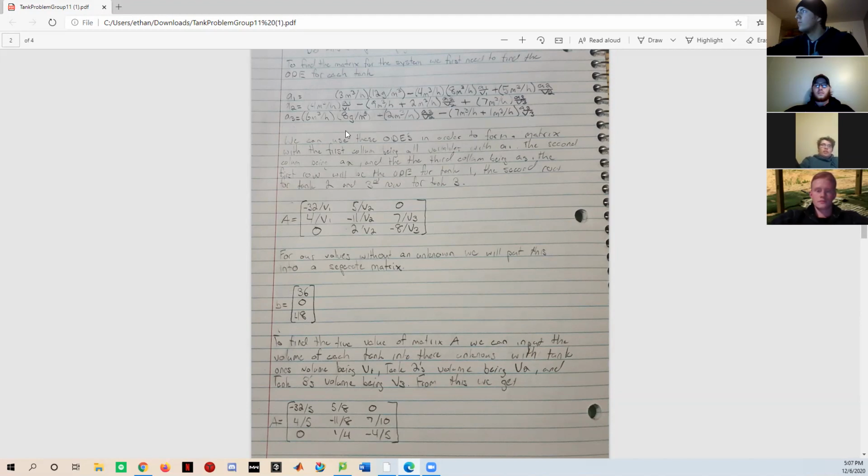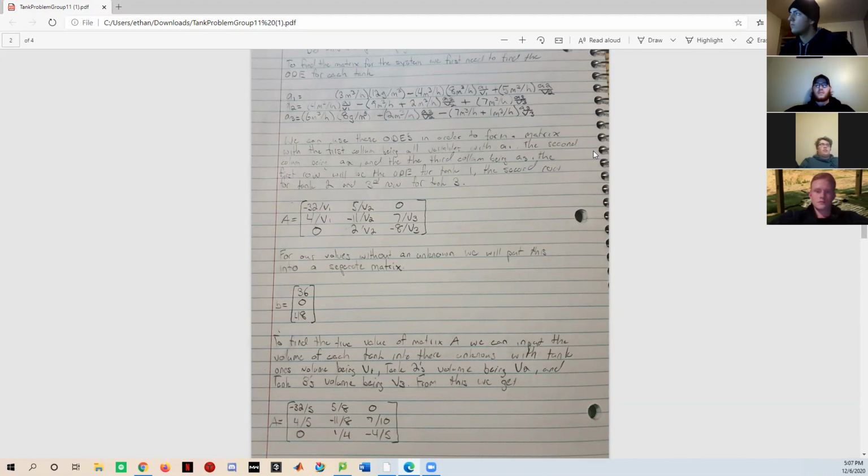And then you're going to subtract what's leaving, which in this case is 2 meters cubed per hour times A2 over V2, because that's what's coming in. And then you subtract what's leaving, which in this problem is 7 meters cubed per hour and 1, which gives you 8. You multiply that by the tank A3 over V3.